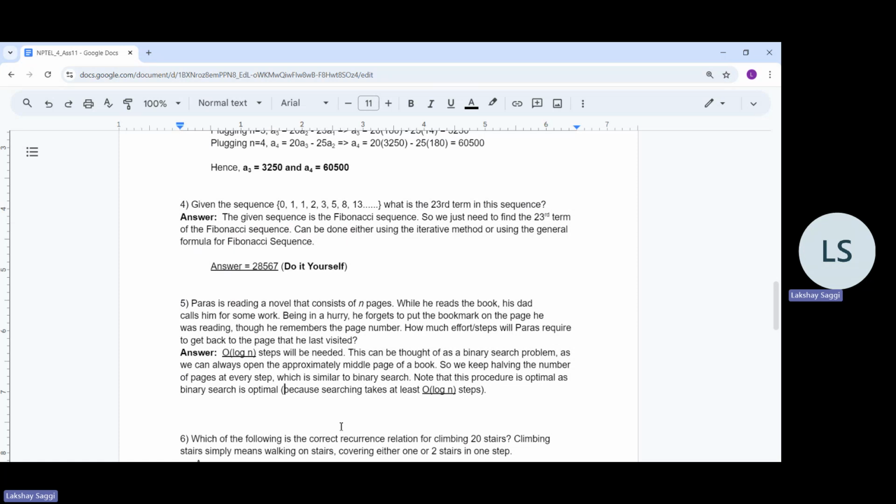And why is binary search optimal? Because searching takes at least log n steps. And a high level intuition of why we need log n steps is that there are n numbers and each number is represented, let's say, in binary notation. So there are log n bits for one number. And at one step, we can only know one of the bits of the number. For explicitly determining a number, we are required to identify log n bits. And that's why this is the information theoretic bound, that we need to identify log n bits.